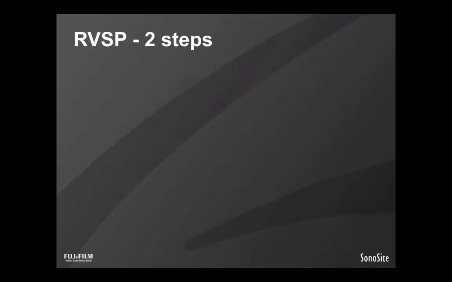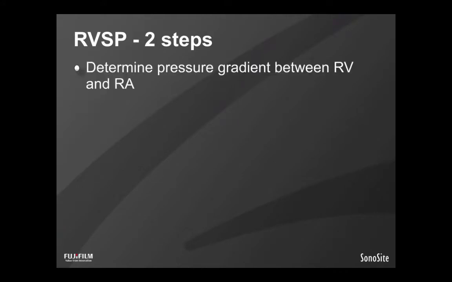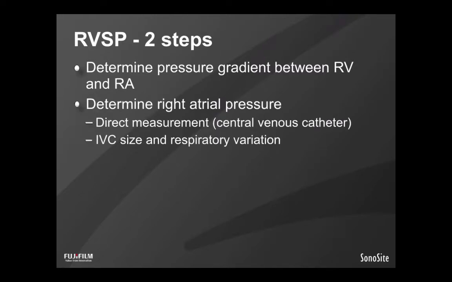Determining RVSP is a two-step process. The first step is going to be to determine the pressure gradient between the right ventricle and the right atrium. This is going to call upon our Bernoulli principle, which is introduced in the Doppler section of these modules. And the second step you're going to do is going to be to obtain the right atrial pressure. This can be obtained directly if you have a central venous catheter, which are less and less common, I would argue.